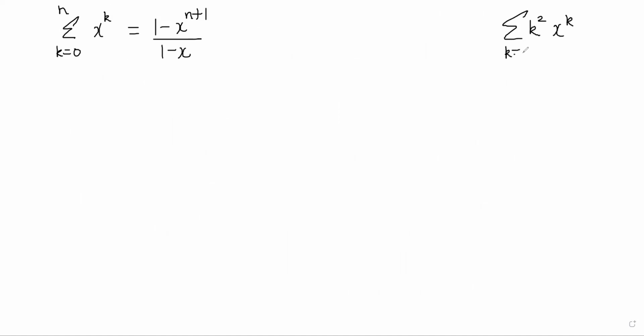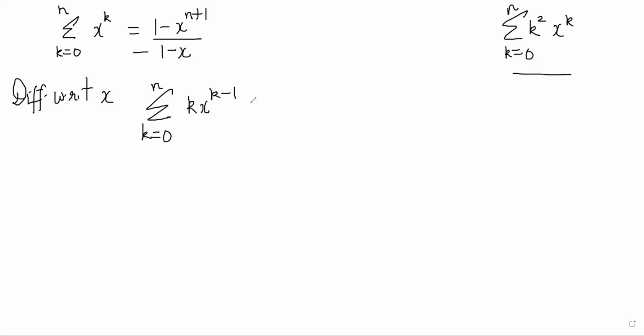So let's see, we have summation k goes from 0 to n, x power k is equal to 1 minus x power n plus 1 by 1 minus x, and I want to finally find out summation of k square x power k, where k goes from 0 to n, right? This is what I want to find out. I have this right now. So first I will differentiate with respect to x, both sides. This will become summation of k equal to 0 to n, k x power k minus 1, is equal to, now we get 1 minus x.